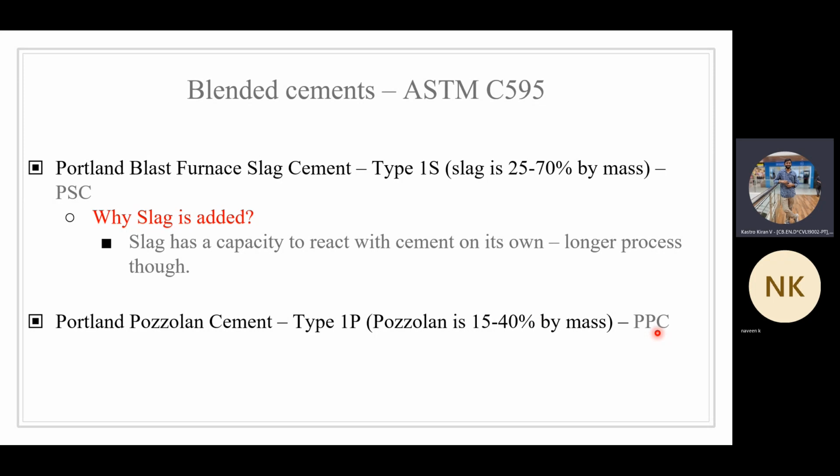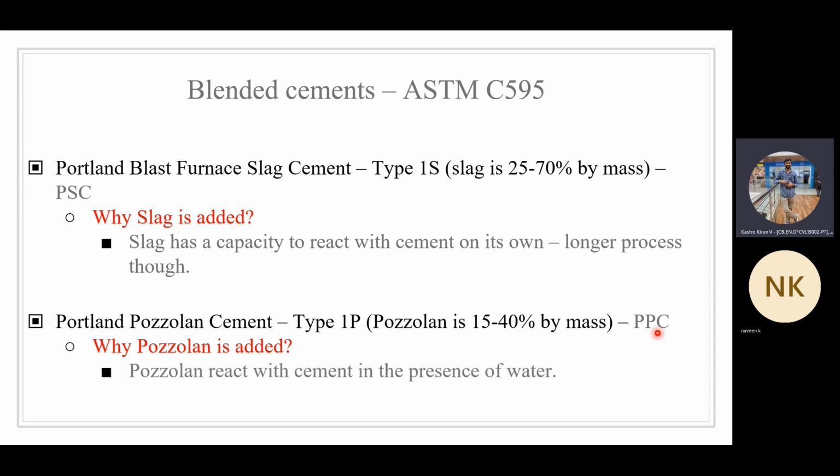blended cements. So again, I'm repeating the statement. The reason why we are going for the blended cements is to reduce the carbon dioxide emissions. That's one scenario. And to modify the cement properties also. Again, the question comes with why we need to add pozzolana, because pozzolana reacts with the cement in the presence of water, which gives the same type of strength or enhanced strength to the cement.